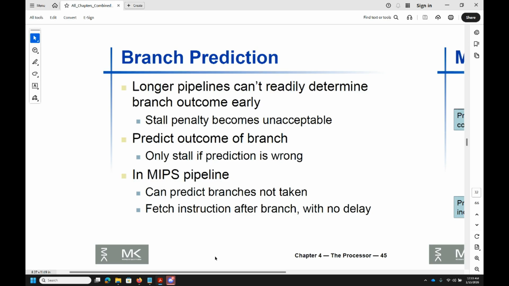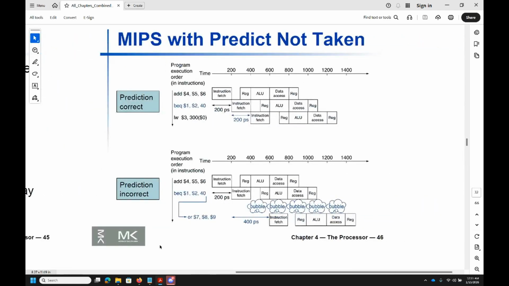So basically, only stall if the prediction is wrong. So what MIPS does is it will do branch prediction, and this branch prediction is something that all modern day processors do. This branch prediction is also known as speculative execution. The CPU doesn't know if the loop is going to be true or not. It just keeps running the instructions, going further and further and further. If it figures out that somewhere it is wrong, then it will backtrack one step and go ahead and execute the correct series.